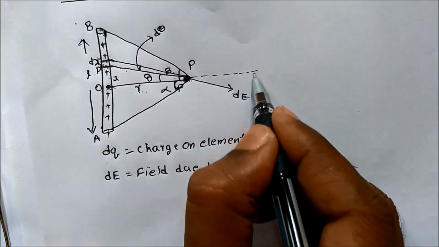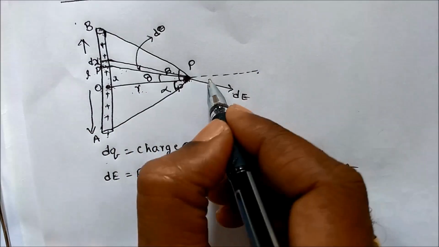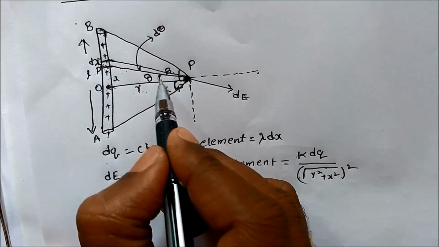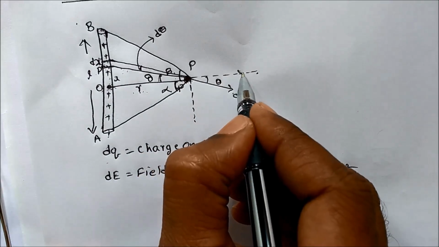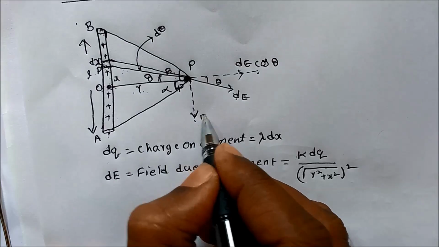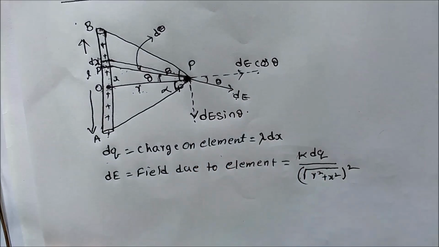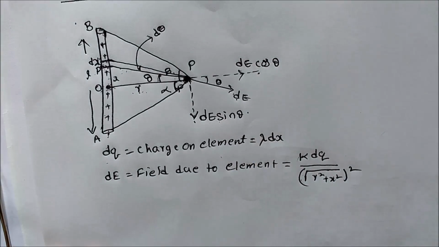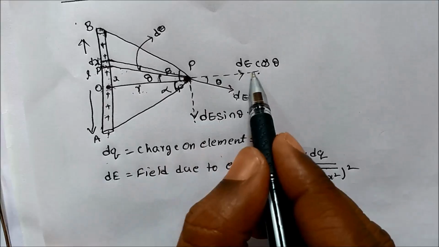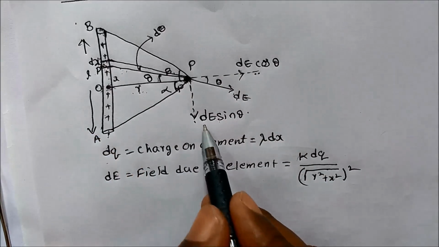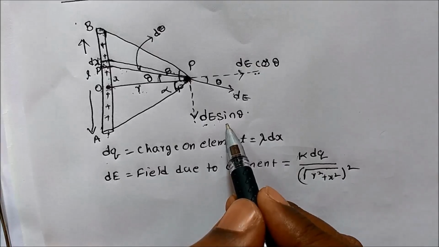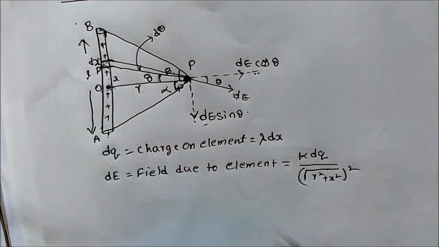Say this perpendicular line to the line charge I'm considering as the x-axis, and this line I'm considering as the y-axis. Now here the angle is theta, hence this angle is also theta. So the x component is dE cos theta, and the y component is dE sin theta. dE cos theta is the perpendicular component to the length of the wire due to the small element, and dE sin theta is the parallel component of the electric field due to the small element of the wire.